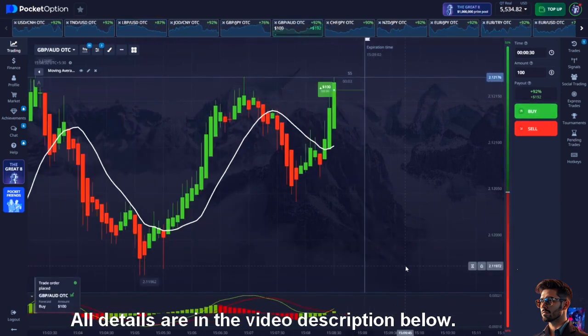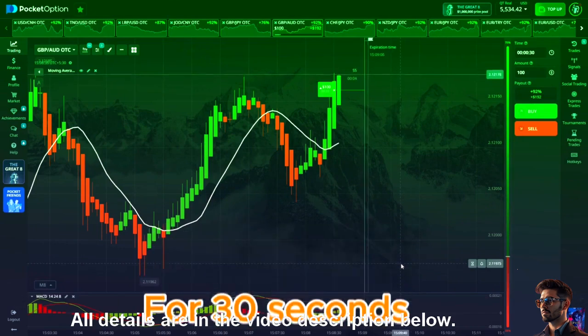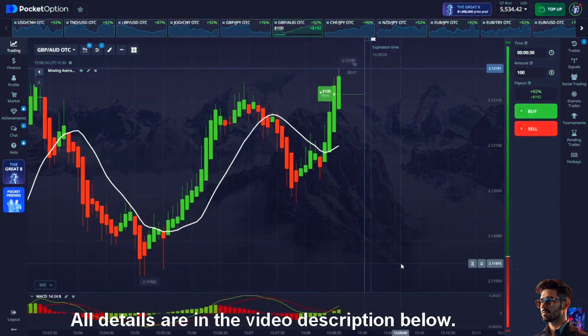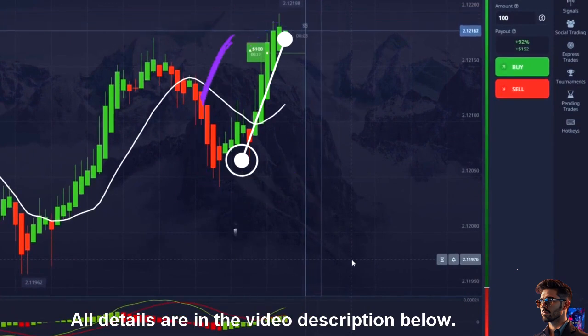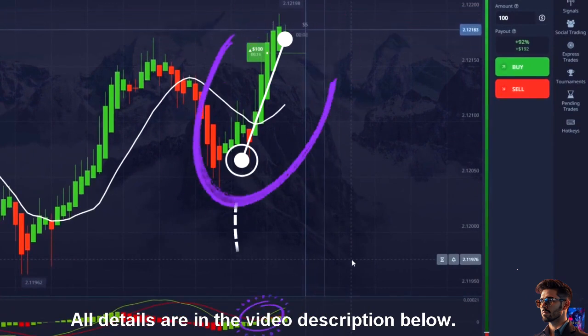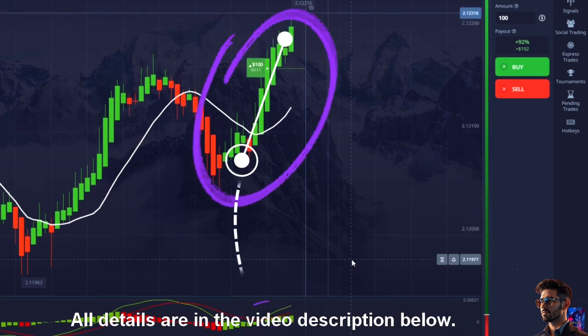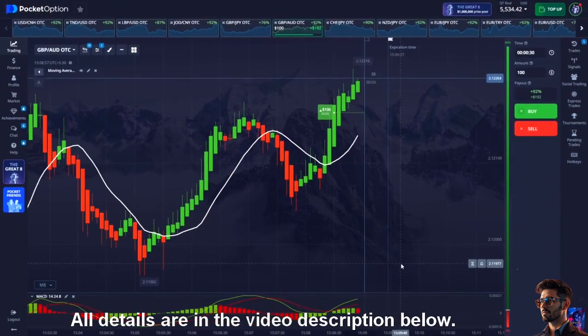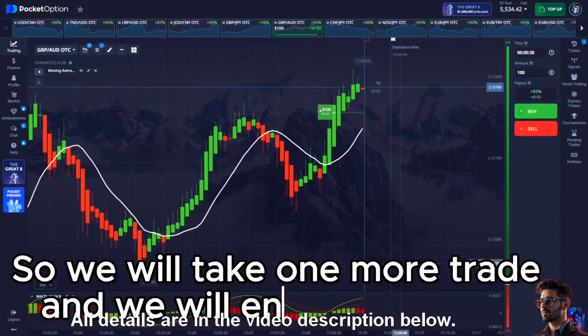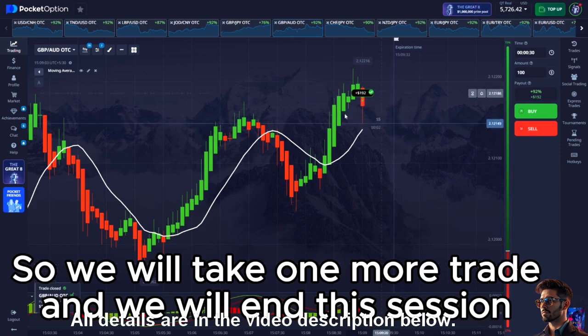We have taken a trade for the upward direction here, for 30 seconds. Because the market crossed the white line of moving average in the upward direction. And at the same time MACD also crossed each other. So that's why we took a trade here. As you can see, we have already made enough profit, so we'll take 1 more trade on this same market, and then we'll end this session.